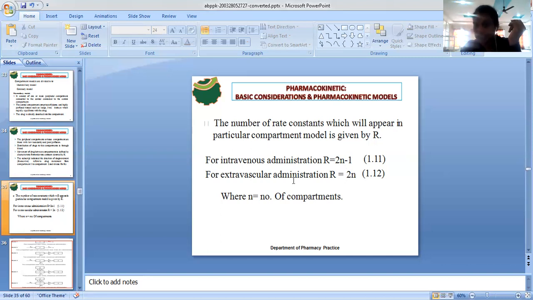If the extravascular administration is explained by 5 rate constants, in such cases the intravenous administration of the same compartment model can be explained by 4 rate constants. Why? Always in the extravascular administration, there is one more rate constant, that is Ka. But when the same drug is administered intravenously, one will be excluded, which is the absorption rate constant.